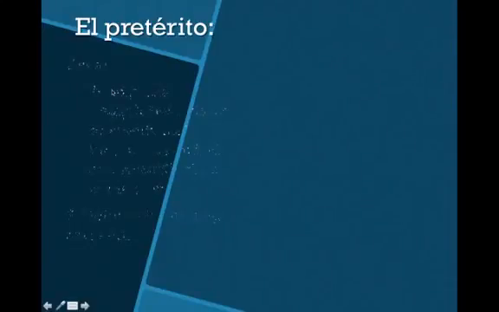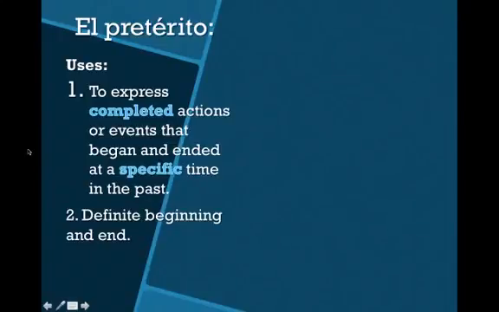El pretérito is more specific. It's more precise. Associate the P in pretérito with precise. You're expressing a completed action that began and ended at a specific time in the past. It has a definite beginning and end.